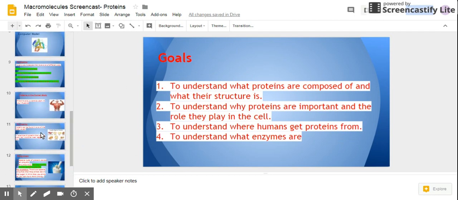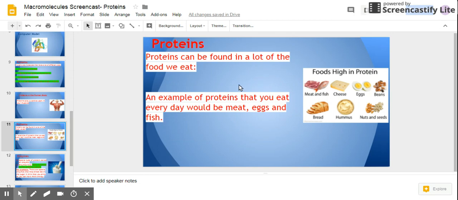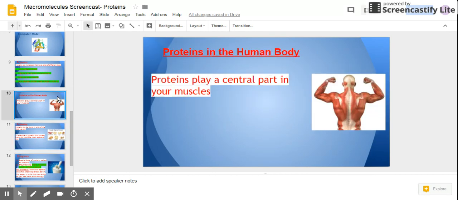All right, so we get proteins from a lot of different food that we eat. Meats and fish, cheese, eggs, beans, nuts and seeds, hummus, and even a little bit in breads. And that's because all of these foods that we're getting, a lot of them being meat or coming from animals, specifically are high in proteins because muscles are actually made out of protein.